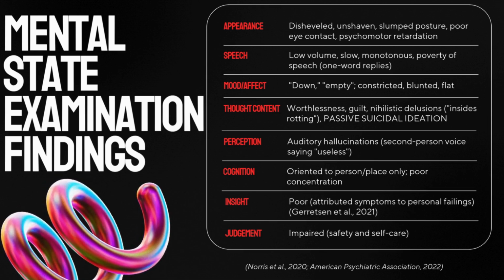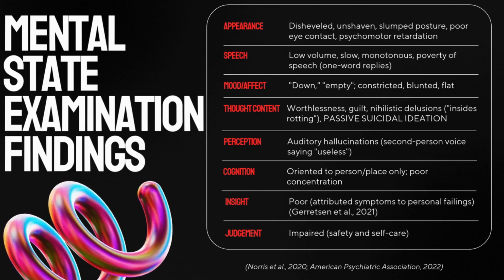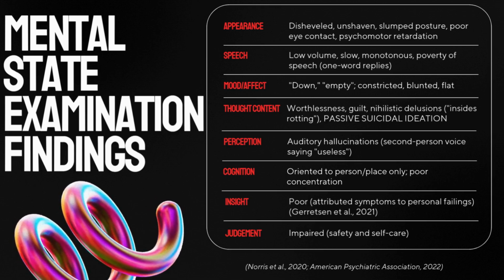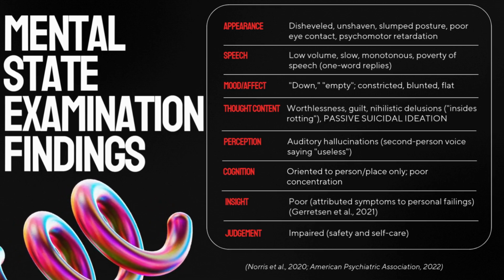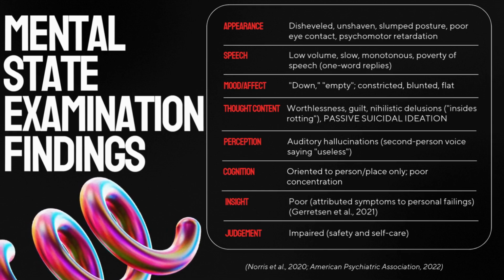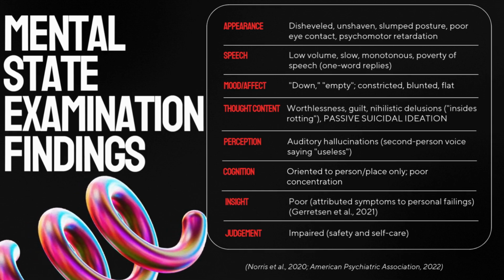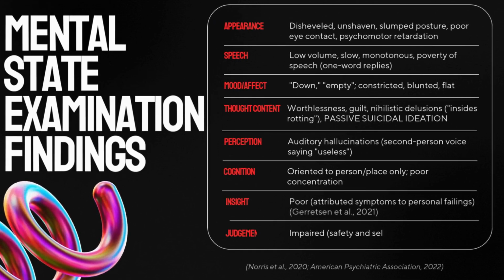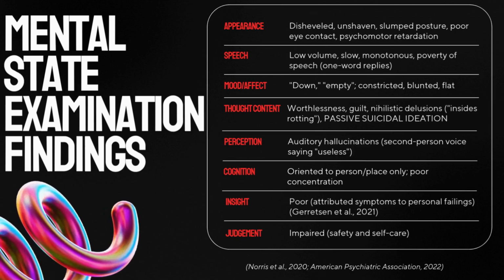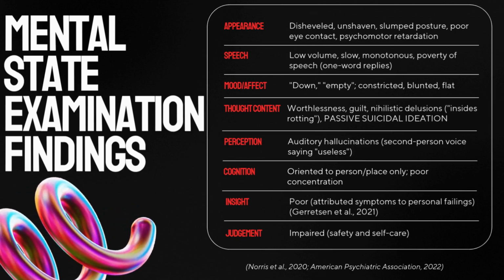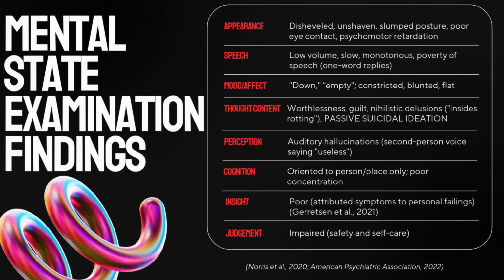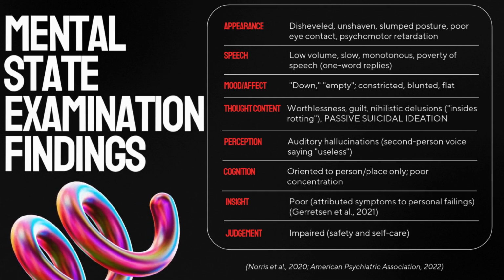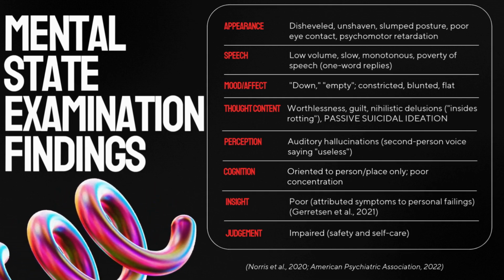In terms of appearance and behavior, he was disheveled, unshaven with a slumped posture. He exhibited psychomotor retardation and made poor eye contact, gazing mostly at the floor. His speech was of low volume, monotonous, and markedly slow. He took long pauses and often gave only one-word replies, demonstrating poverty of speech.